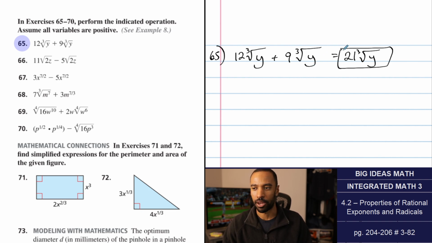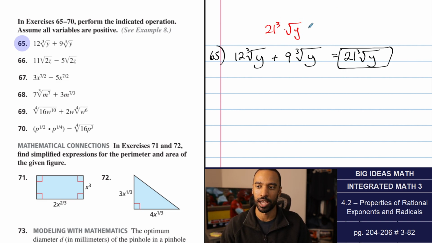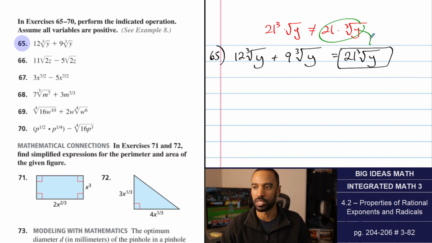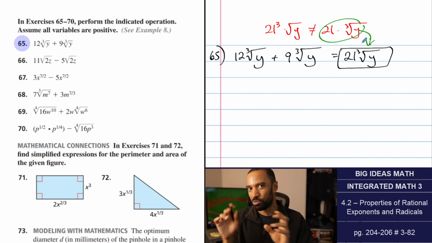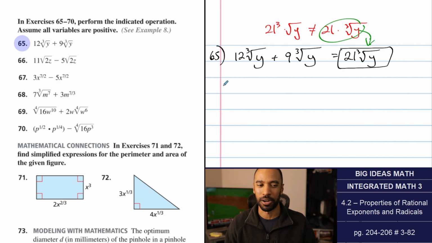What I really should get better at here is that this isn't 21 cubed. See, there's a difference, by the way. 21 cubed times square root of y is not the same thing as 21 times the cube root of y. So I really got to get better at saying that this is the answer we have right there. It's not 21 cubed. I really got to put that 3 inside the radical a little bit better for us as we do them.